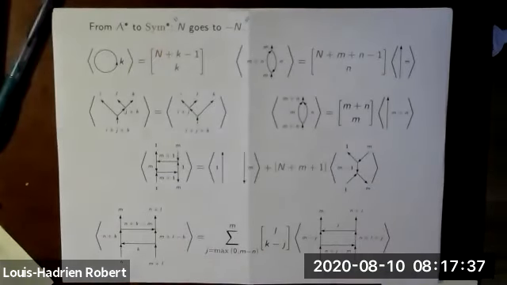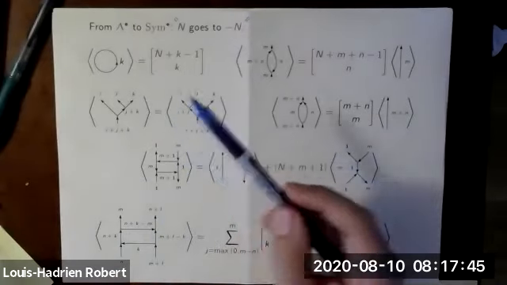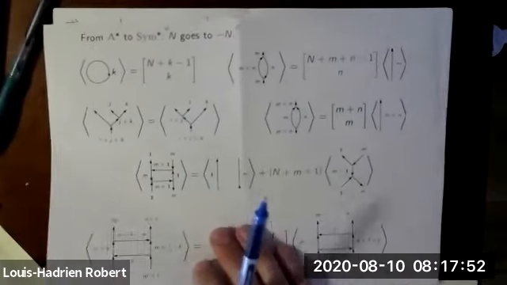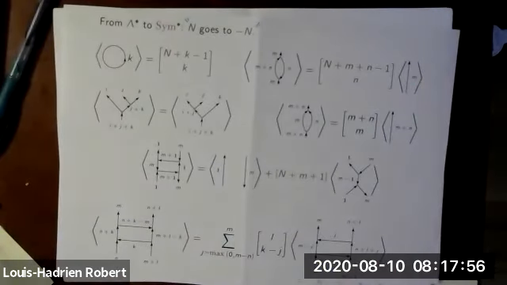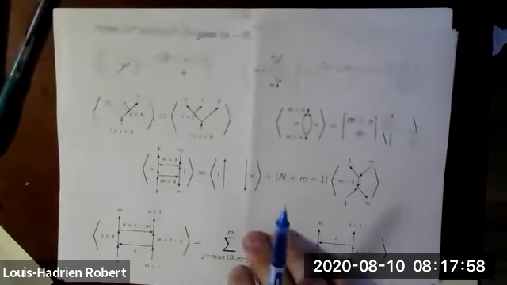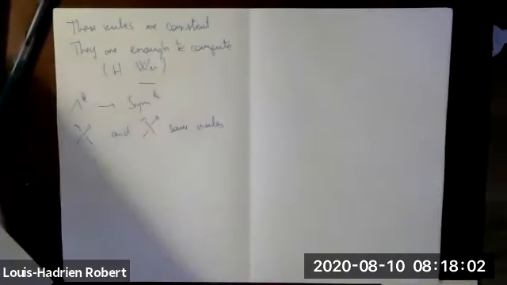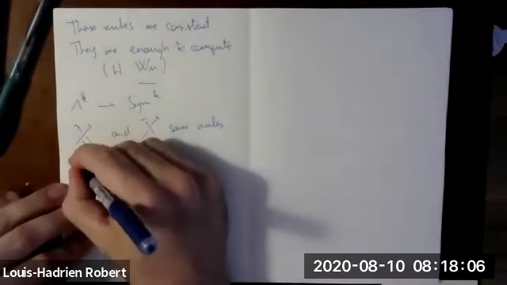Somehow this proves that the rules are consistent, and that they are enough to compute as well in this case. So the rules are basically the same. All right, so that's it for the decategorified story. Now we'll move to categorification.